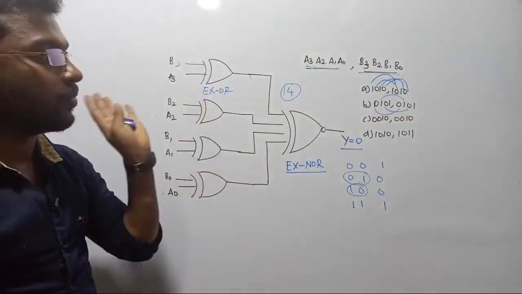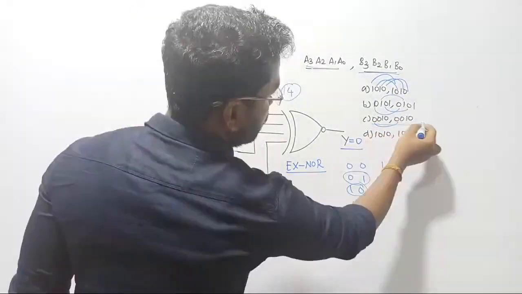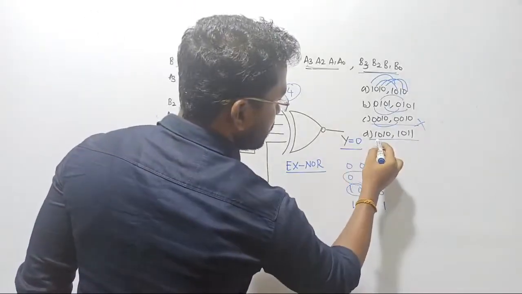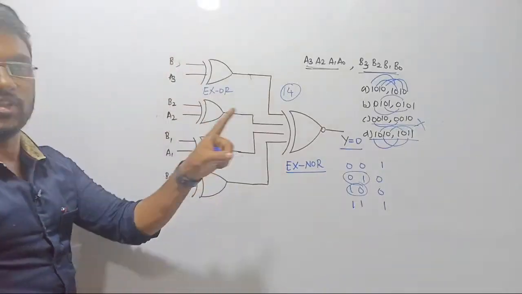Because the same input cannot be possible. At least let's figure out this one, 0 0 0 0 1 1 0 0, that is also wrong. At least try with this one. See there, 1 1 0 0 1 1 0 1. Yeah, this is correct, right?